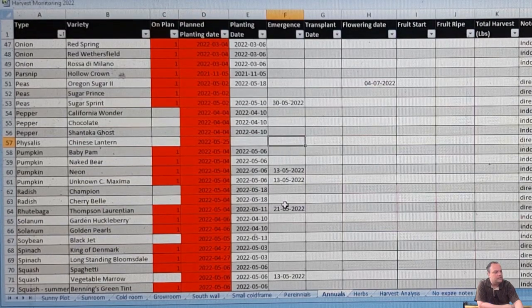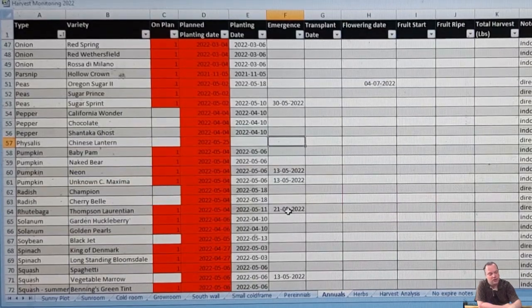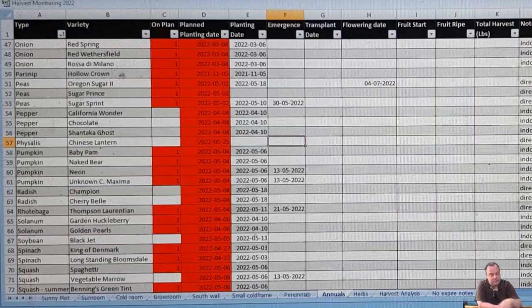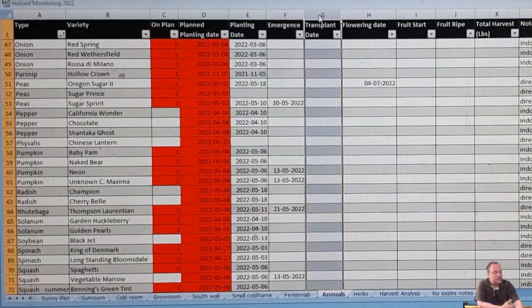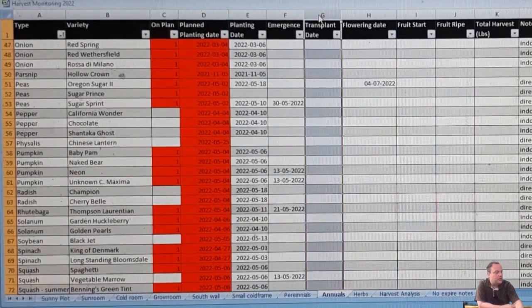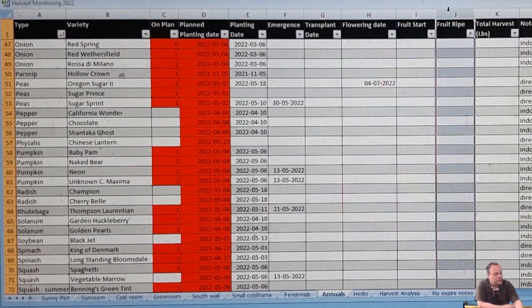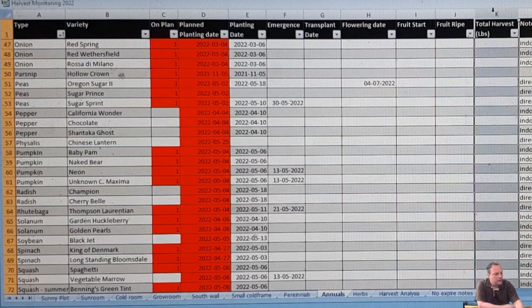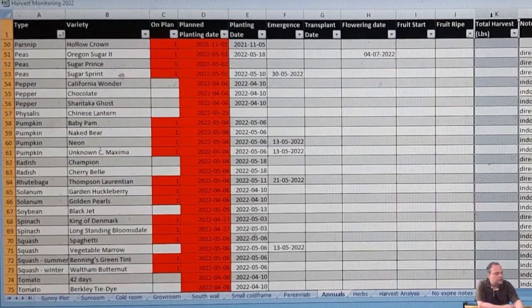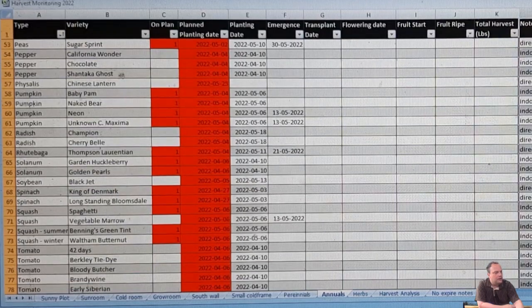Then when they noticeably start to grow, it's the same as if you're doing something here in the grow room. You're watching your pots and you record when the seed is actually coming above the soil, right? Transplant date, if it's something I'm transplanting. Flowering date, fruit start, fruit ripe, total harvest. I don't need this one. I'll show you why in just a second.